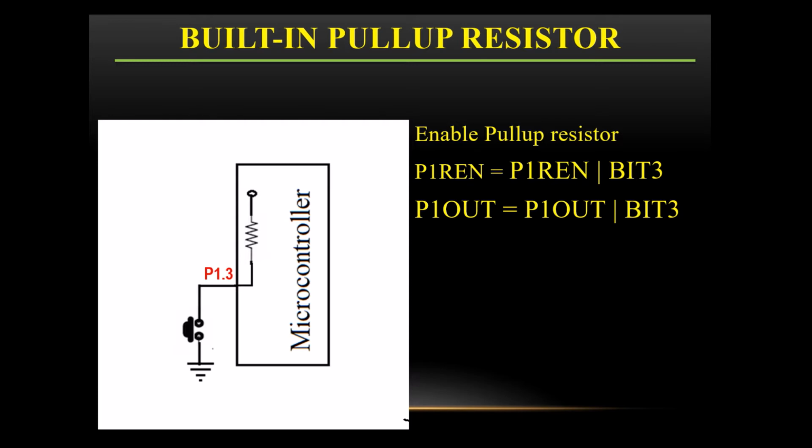If we want to read the information which is available at P1.3, then we have to use the command P1IN & BIT3. By using this instruction, we can read the status of GPIO pin P1.3.